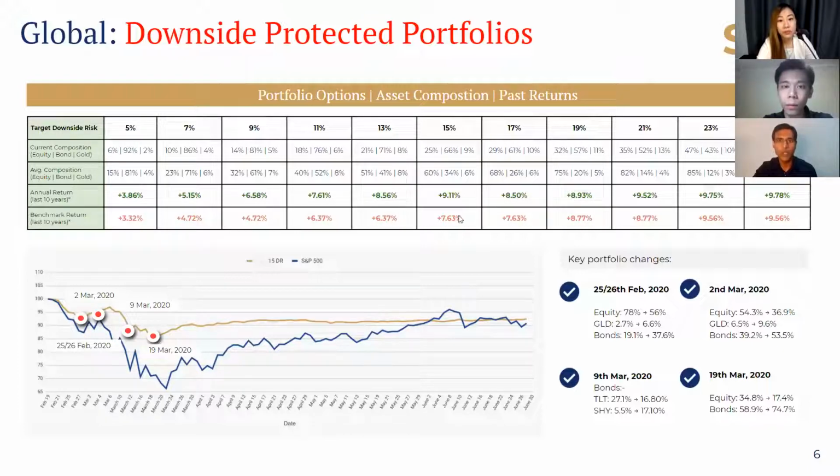If you concentrate on the middle part, which is the 15% portfolio, it is one of the more popular portfolios within the global framework because it roughly falls in the middle risk category, and is comparable to a traditional 60-40 allocation portfolio. On average, this portfolio has 60% allocation to equity and 40% allocation to bond and gold over a longer horizon.